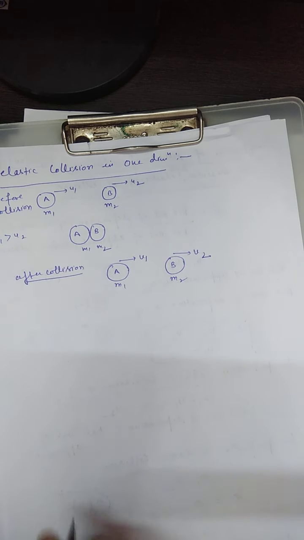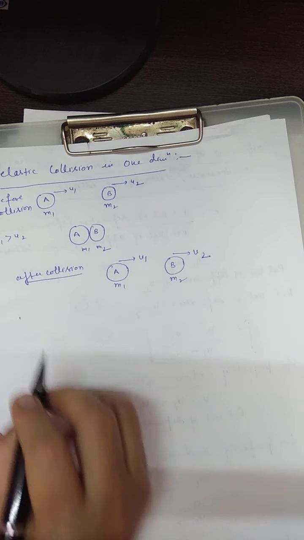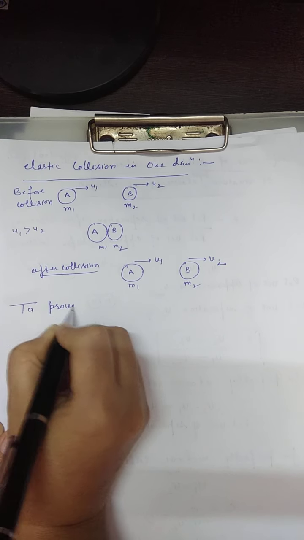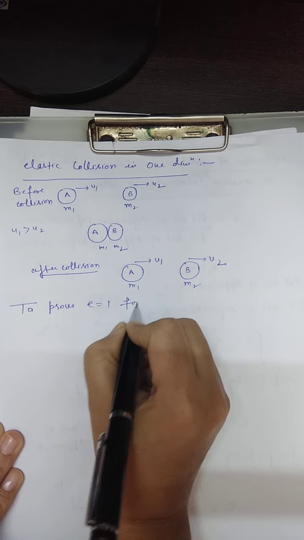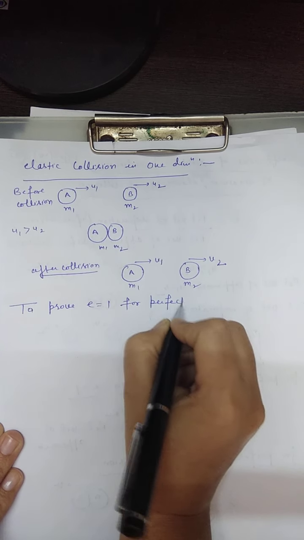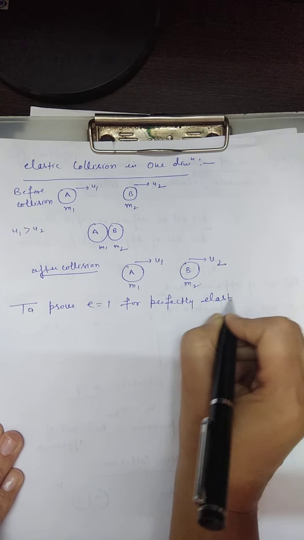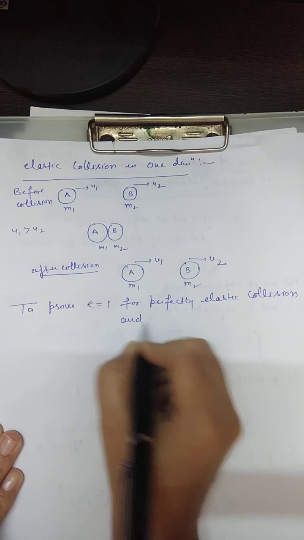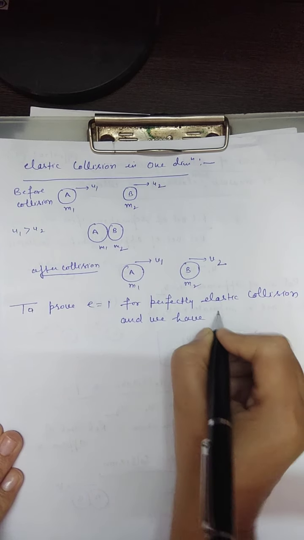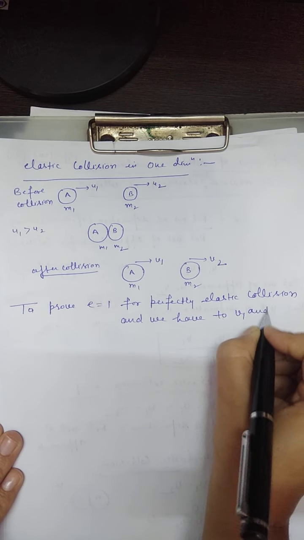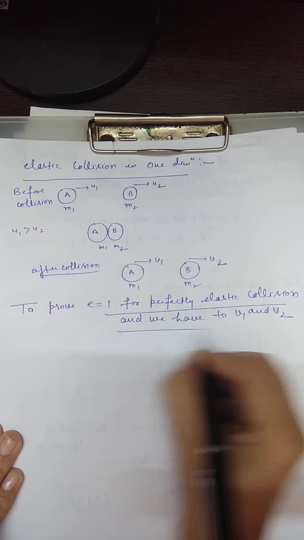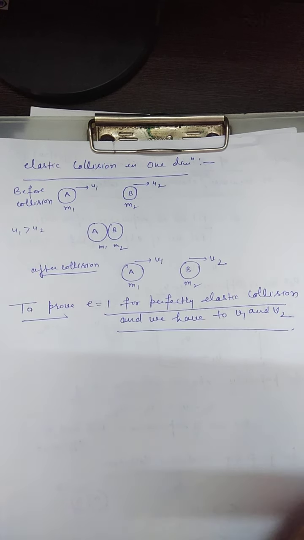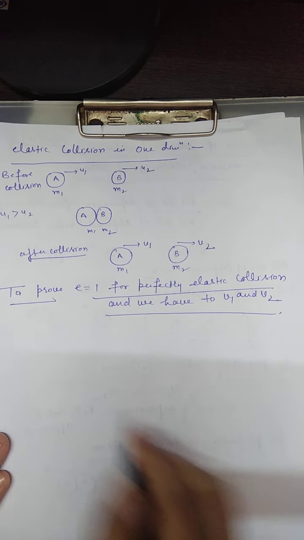Now we have to calculate two things. First, we have to prove E is equal to 1 for perfectly elastic collision, and we have to find v1 and v2, the velocities after collision. How will we do it? We know what an elastic collision is. It is that collision in which the momentum is conserved as well as the total kinetic energy is conserved.